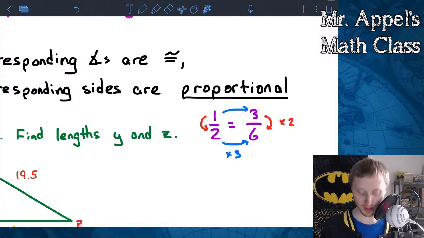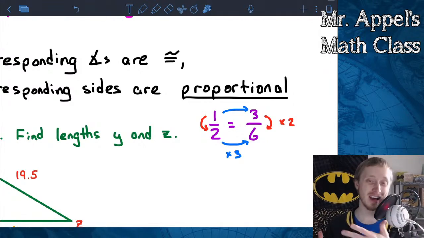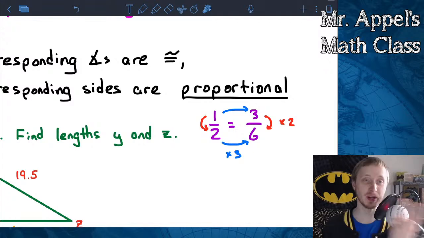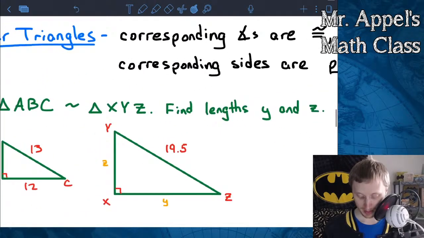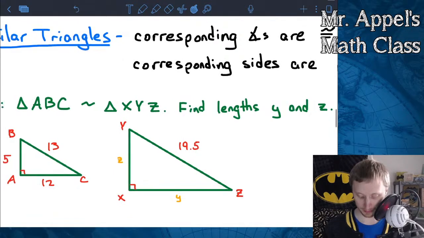So we can use this to uncover measurements of a triangle that we don't know enough about. We don't have two sides to use the Pythagorean theorem. We maybe only have one side. And it doesn't even have to be a 90-degree right triangle. I happen to use right triangles for my example here. Makes it a little clearer.